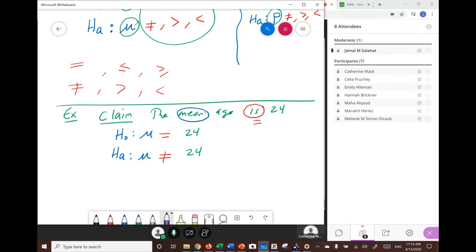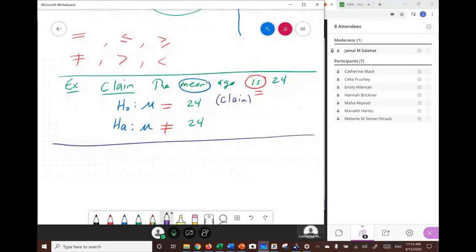So this is what we're going to do from now on. Every time you write H note and HA, you put the claim next to the corresponding statement. So the claim is the top one. Later on, we're going to come back and discuss this further, but this is what we have. This is how we translate this claim. Let me give you another one.